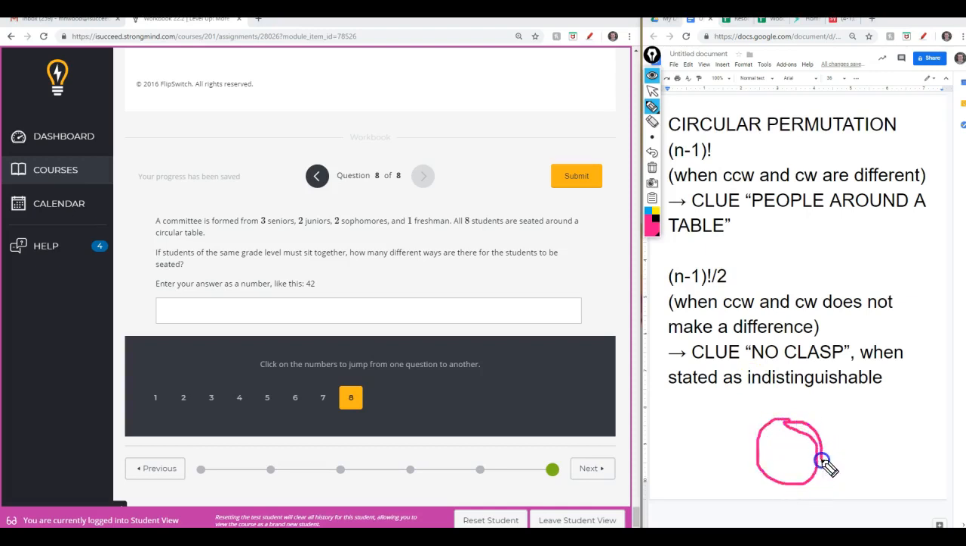we technically have a group for seniors, we have a group for juniors, we have a group for sophomores, and we have a group for the freshmen. So these groups have to stay together no matter the way you rearrange them. They have to sit together right there. So we actually have only 4 spaces to work with in a circular permutation. Within those 4 spaces, that's where it changes.